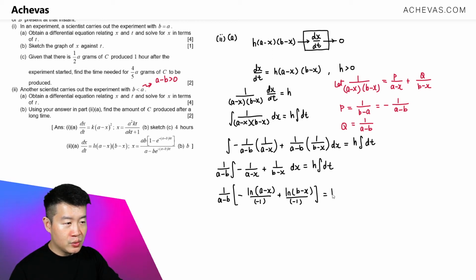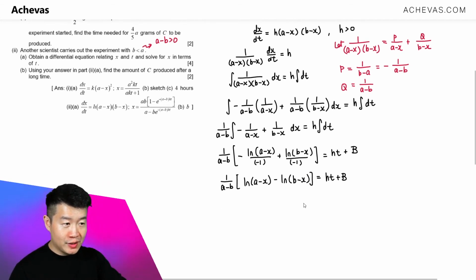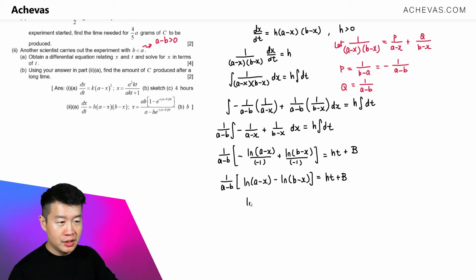So this is equal to ht plus an arbitrary constant. I'm going to go for b since I've already used a in part 1. So this is going to be 1 over (a minus b), ln of (a minus x), then minus ln of (b minus x). This is equal to ht plus b. I'm going to group this together using the law of logarithmic function. So it is this (a minus x) divided by (b minus x). And I'm going to multiply a minus b across to the other side.